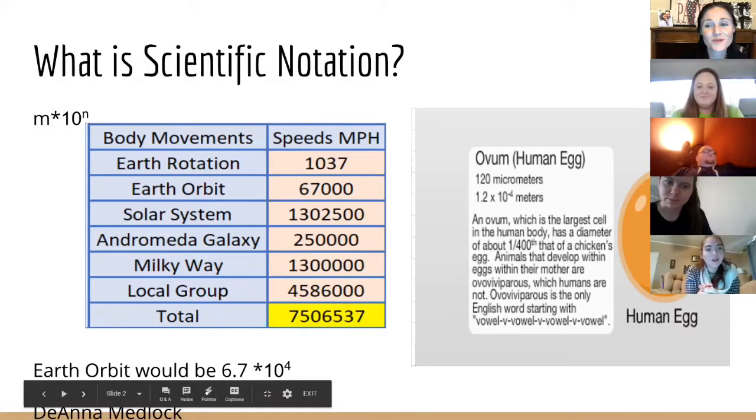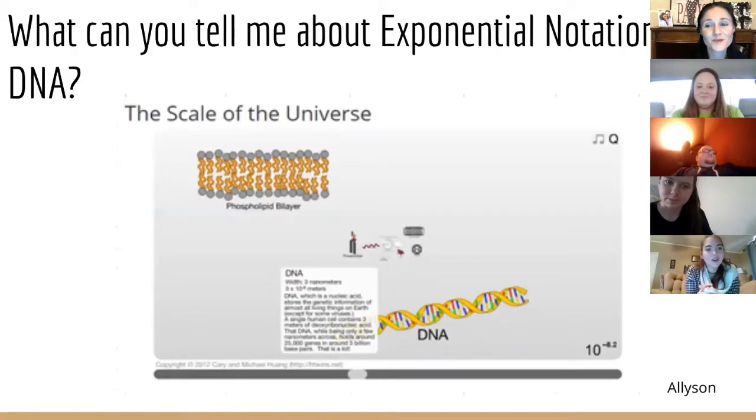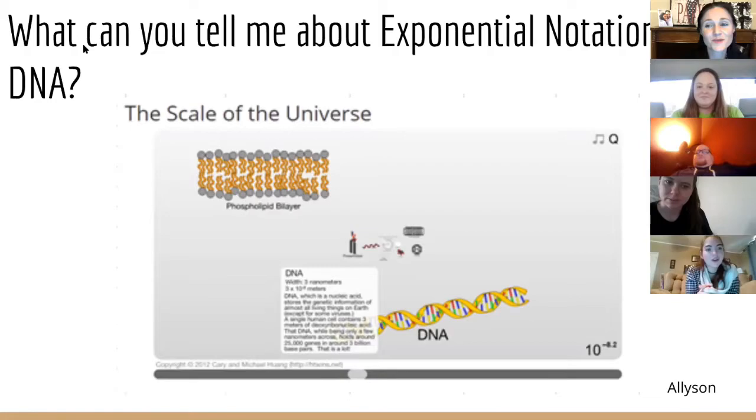Thank you, Deanna. And Allison, what can you tell me about exponential notation of DNA? Okay, so use scientific notation or exponents to make super small, or extremely large numbers easier to understand. DNA, for example, on the scale of the universe, DNA is quite small, but not nearly as small as other examples, such as a single proton or neutron. Our body contains 3 meters of DNA. That's nearly 10 feet. Where does it all go? As we can see here, DNA is in a double helix, which contains around 25,000 genes for nearly 3 billion base pairs.